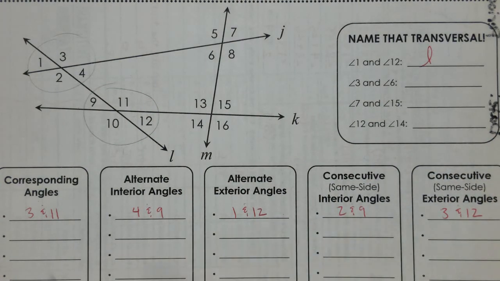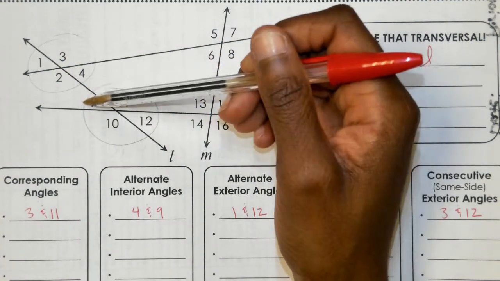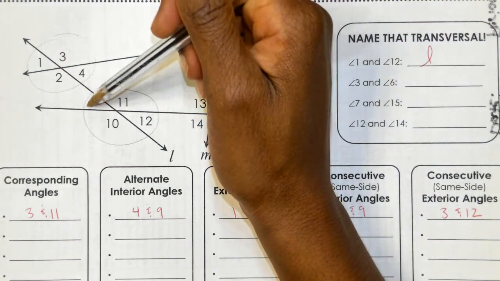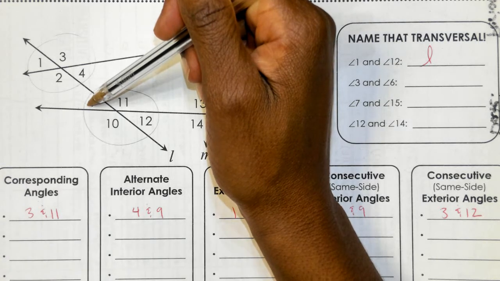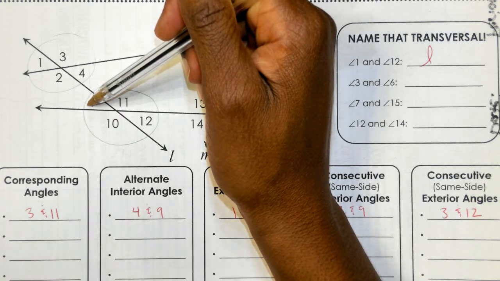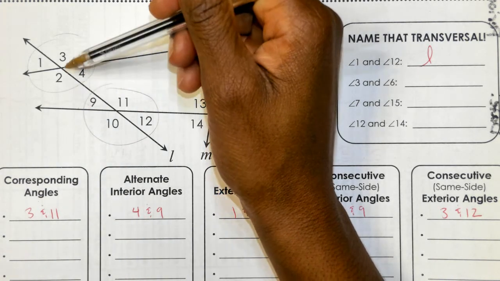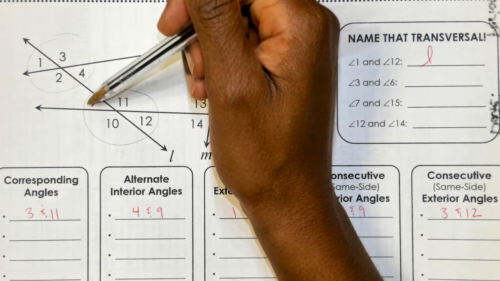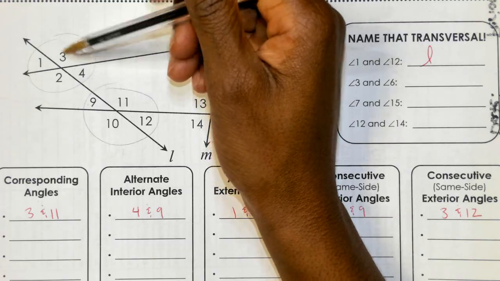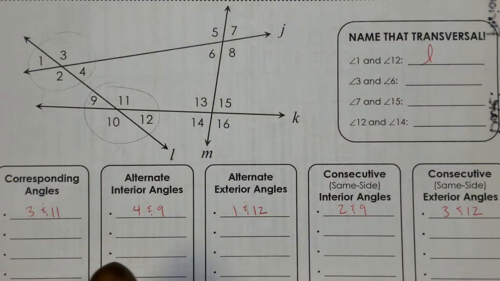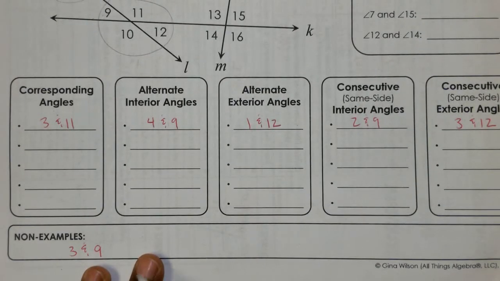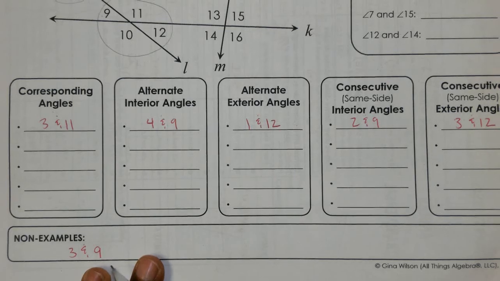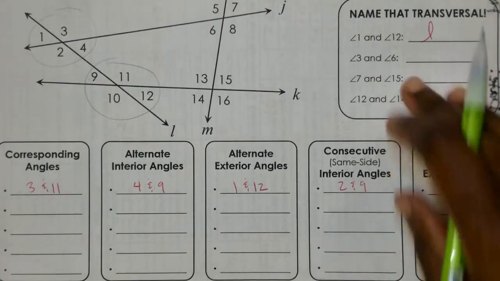Okay, and then a non-example would be like 3 and 9. They don't have any relationship. One is outside and one is inside, so it eliminates alternate interior, alternate exterior, same side interior, same side exterior. 4 out of the 5 get eliminated when one's interior, one's exterior. And then they're not in matching positions. This one's on the left of the transversal, this one's on the right. So 3 and 9 would be non-related. So that would be a good example of 2 things that are not related. Okay, so 3 and 9 would be no relationship. It's a non-example. Okay, so try the rest of these.